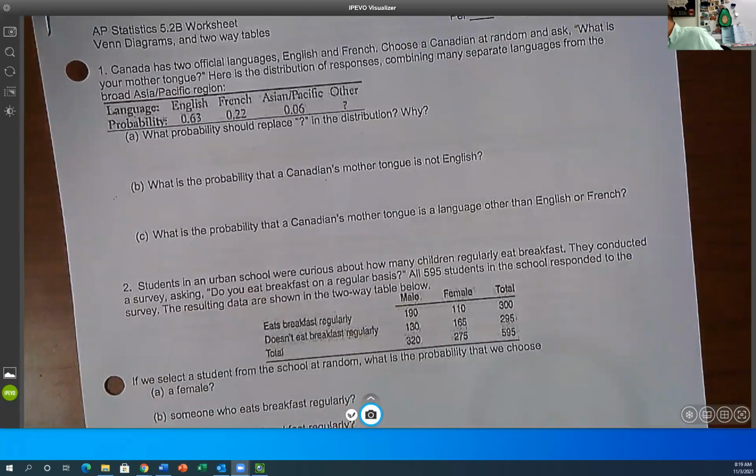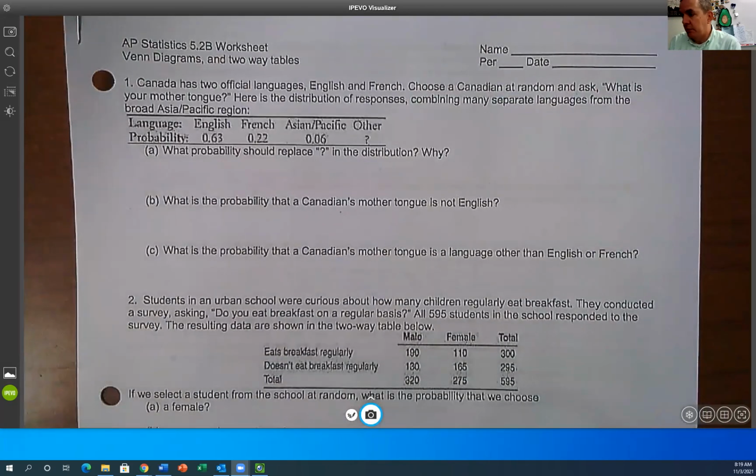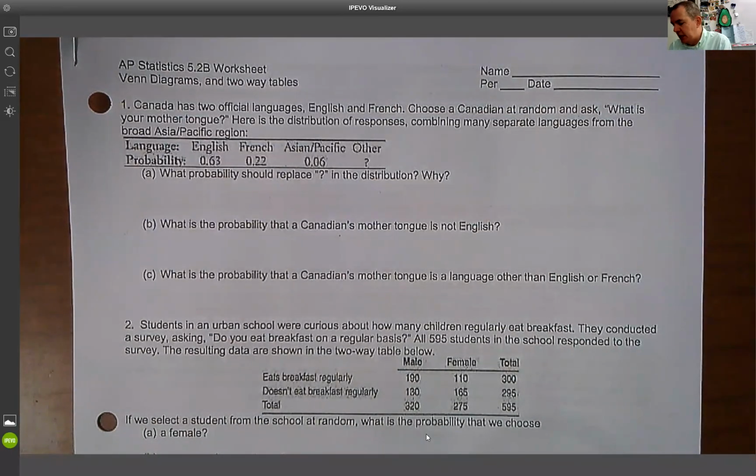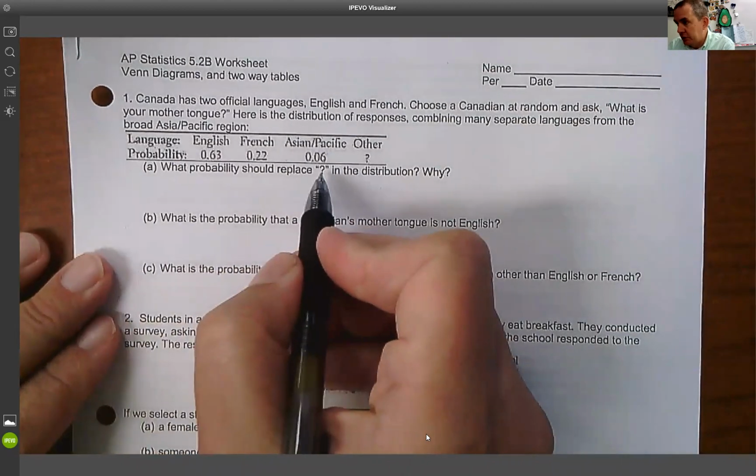So the first question: Canada has two official languages, English and French. Choose a Canadian at random and ask what is your mother tongue. Here we have our table: English, 63% of them, French, 22%, Asia Pacific, about 6%, and then other. So what is the probability that you replace other?